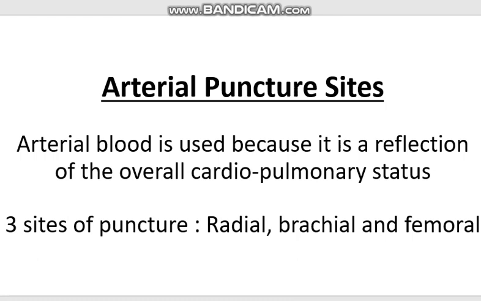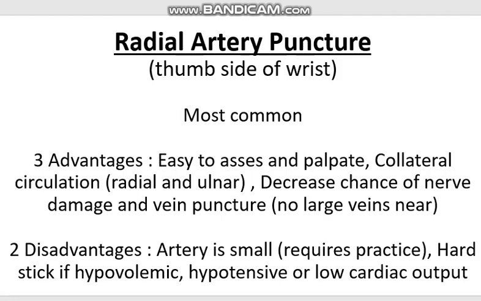Arterial puncture sites. Arterial blood is used because it is a reflection of the overall cardiopulmonary status. The 3 sites of puncture include radial, brachial and femoral. Radial artery puncture, which is located on the thumb side of the wrist, is the most commonly used.